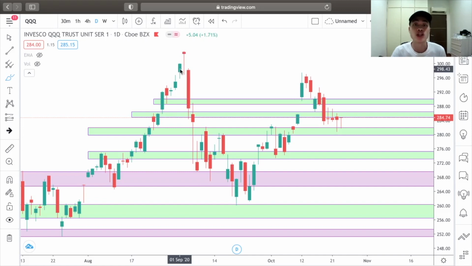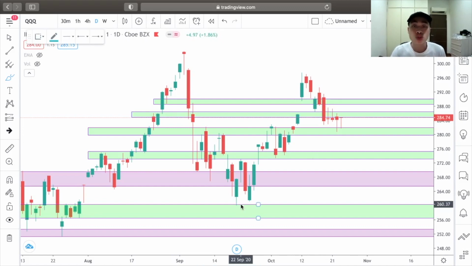So the evening star pattern consists of 3 candlesticks. So this is the first candlestick, second candlestick, and third candlestick. So this was a variation of the evening star pattern. So when we see an evening star pattern form after an extended rally, it indicates to us a possible bearish reversal. What this means is that after an evening star pattern forms, prices are likely to decline from there. And we see prices declining after that.